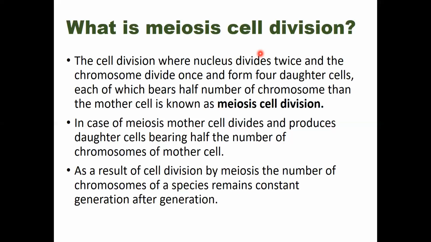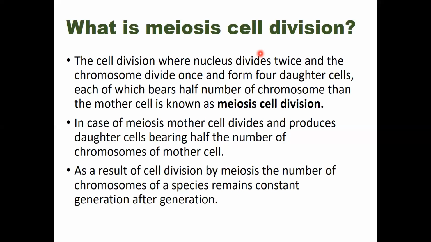But in case of sexual reproduction, 2 gametes, like male and female gamete cells, unite together to form a zygote. If the number of chromosomes in gamete cells does not reduce to half of the mother cell, then the number of chromosomes becomes double in the zygote. So that's why meiosis cell division actually occurs. So this is the reason.